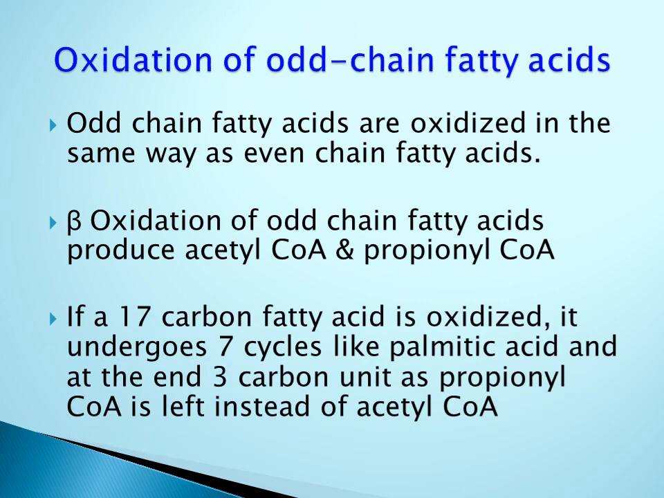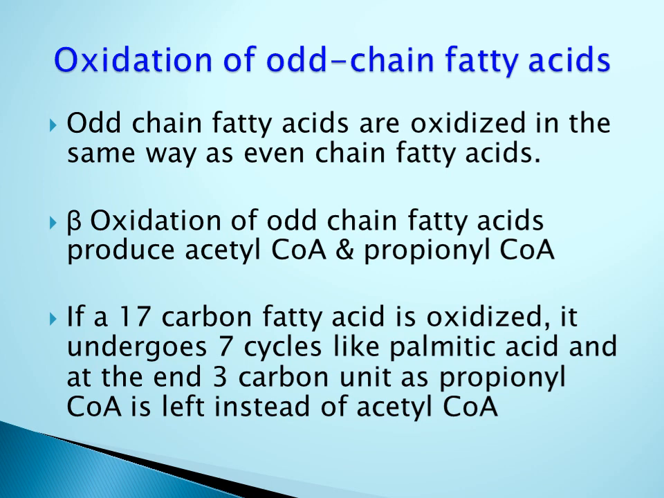If a 17 carbon fatty acid is oxidized, it undergoes 7 cycles like palmitic acid, which is a 16 carbon even chain fatty acid. But here in the 17 carbon fatty acid oxidation, at the end a 3 carbon unit as propionyl CoA is left instead of acetyl coenzyme A.